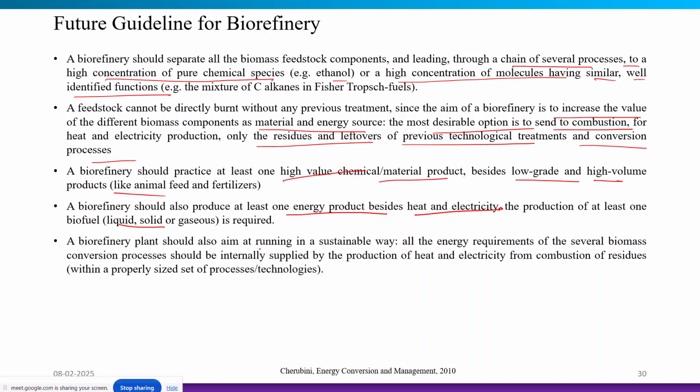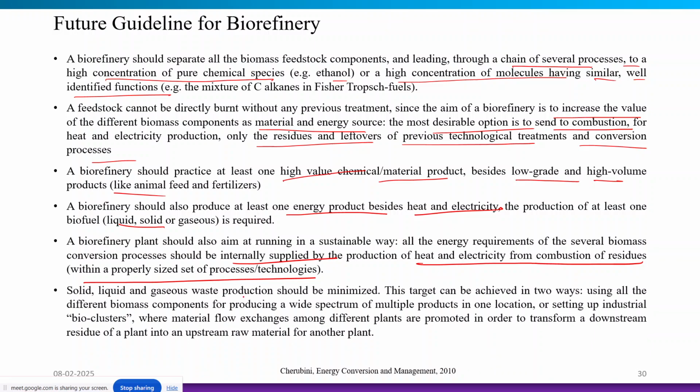Biorefinery plants should also aim at running in a sustainable way, that is, all the energy requirement of the several biomass conversion processes should be internally supplied by the production of heat and electricity from the combustion of residue, that is, within a properly sized set of processes. The leftover residues within the process should be utilized for the combustion for production of heat and electricity, and that heat and electricity should be internally used in those processes where the conversion technologies are running.